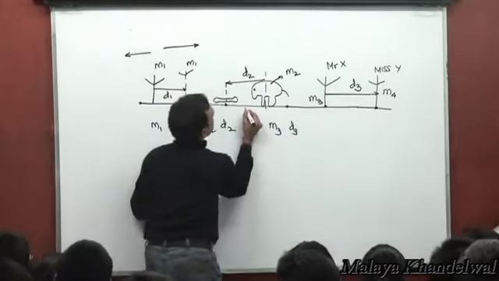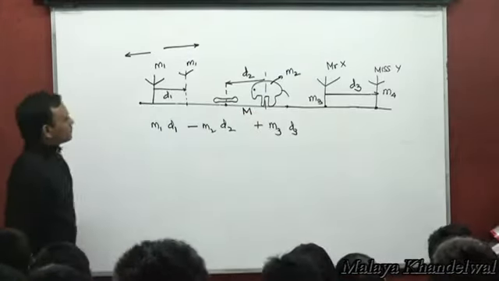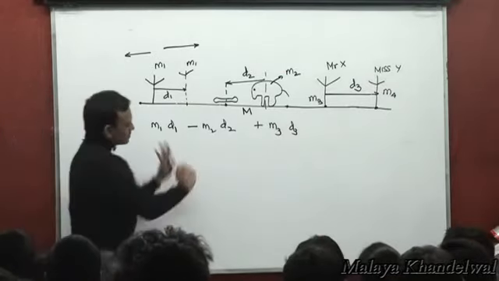And then the raft was mass capital M. This is the damage.